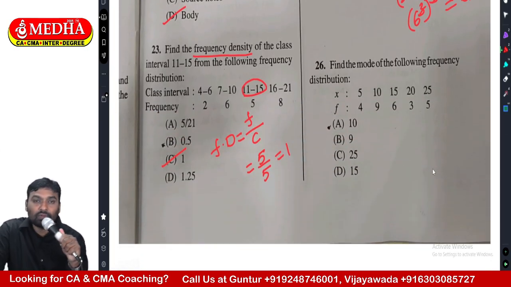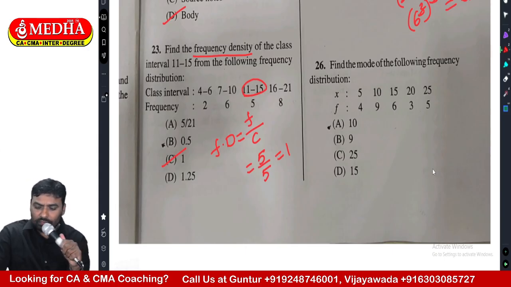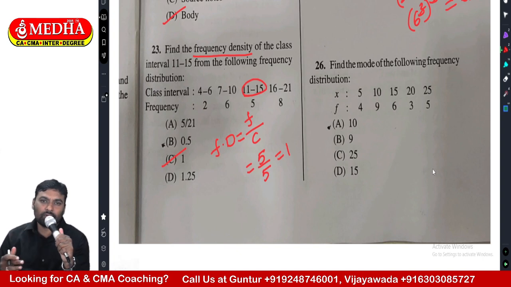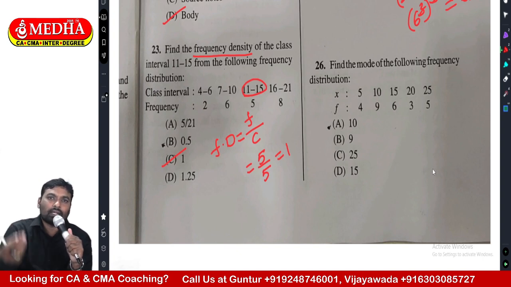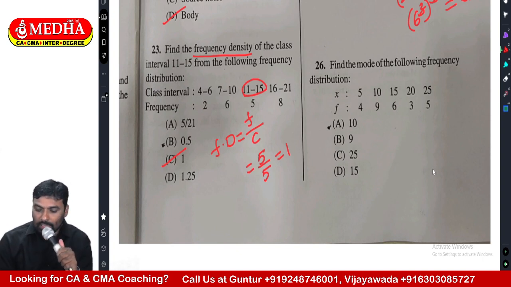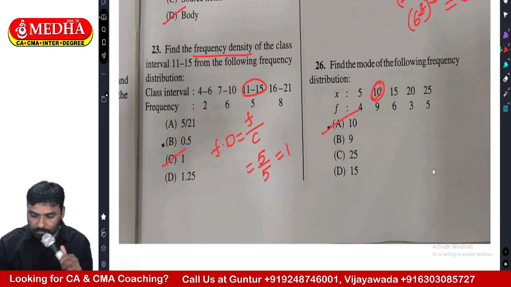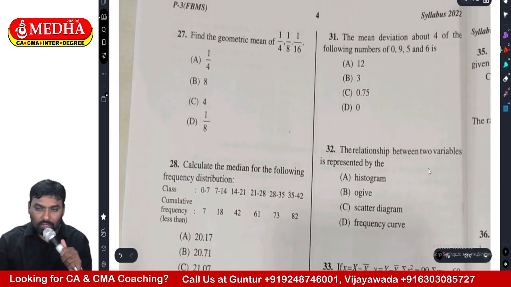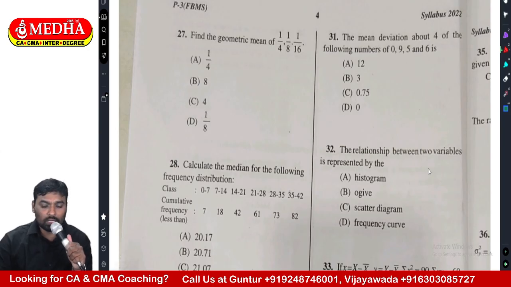Next one, bit number 26. Find the mode of the following frequency distribution. The given data is discrete frequency data. For discrete frequency data, the mode is the value of x corresponding to the highest frequency. Take the highest frequency; the x corresponding to that highest frequency is the mode. Your highest frequency is 9, and the corresponding x is 10. That's why the mode is 10. Correct option is A.